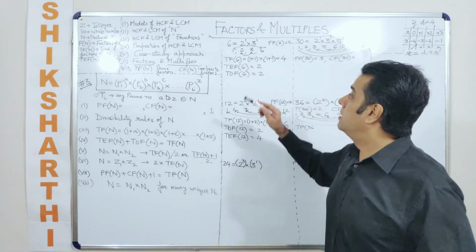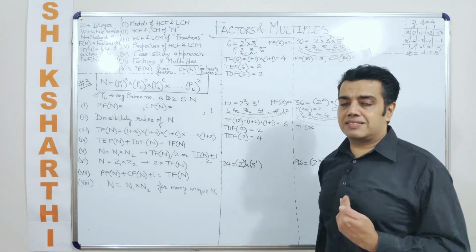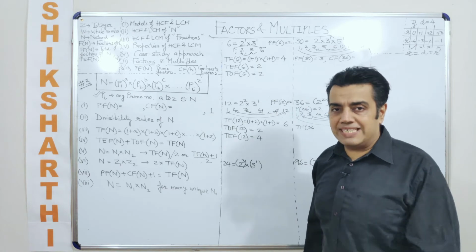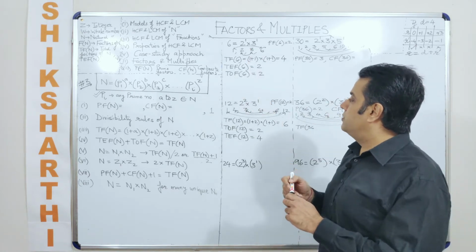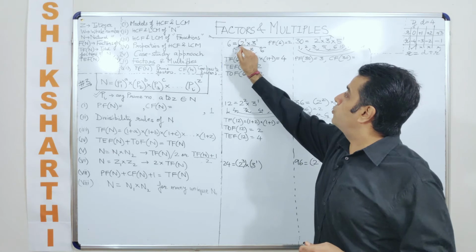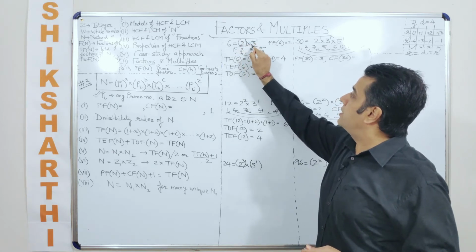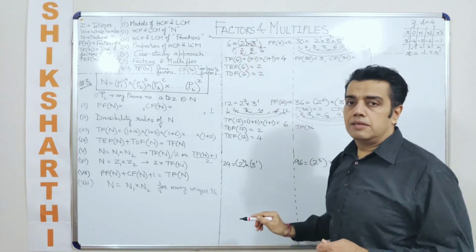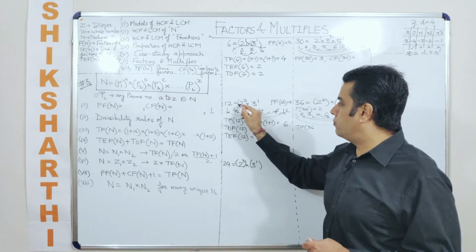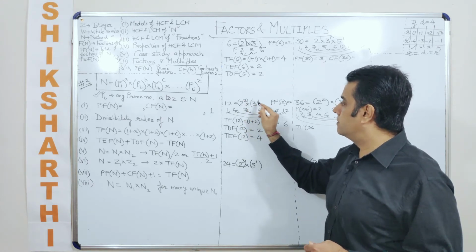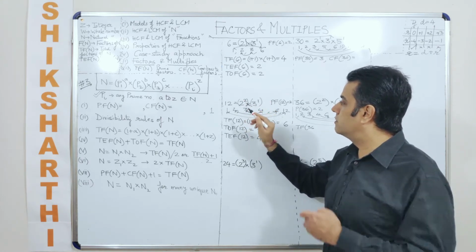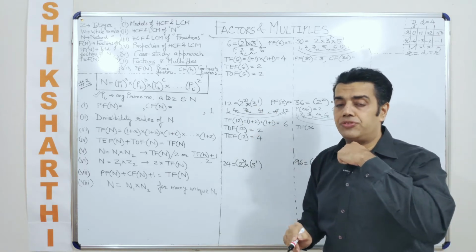For example, 6, if somebody asks me what is the divisibility rule for 6, we will say that the divisibility rule for 6 is 2 and 3. Similarly, the divisibility rule for 12 is 4 and 3.